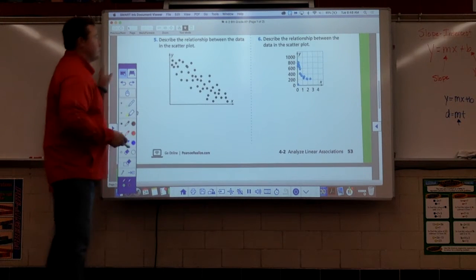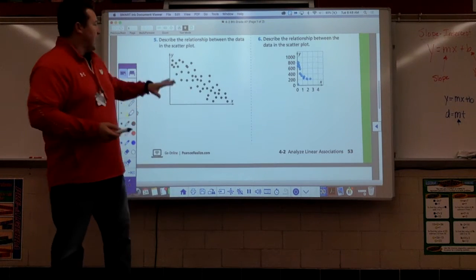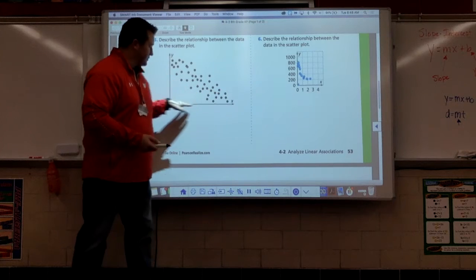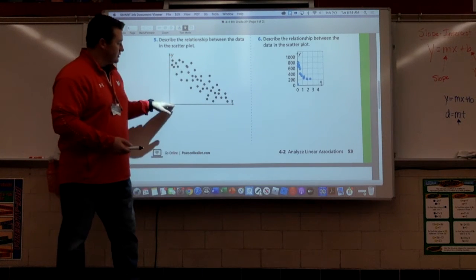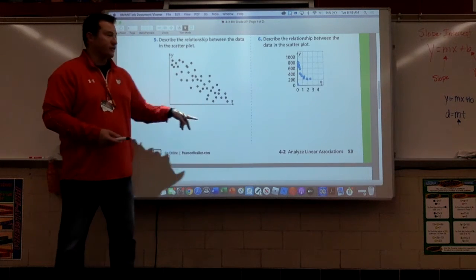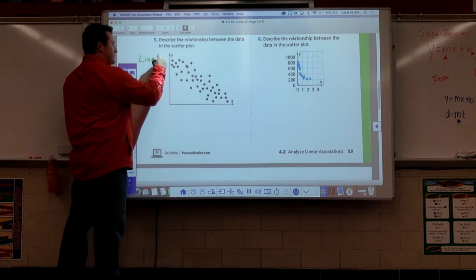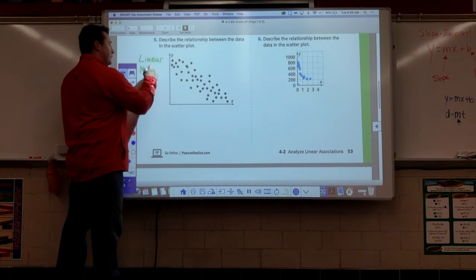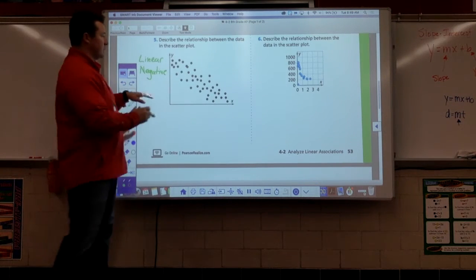5 and 6. Describe the relationship between the data and the scatter plot. So it looks like all of these dots. As my x values increase, what happens to the y values? As the x's increase, the y values decrease. So describe it with all of your descriptive words. Linear, negative. Everybody draw a trend line on this for me.